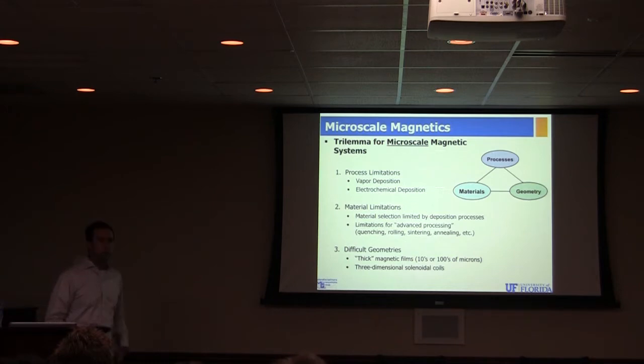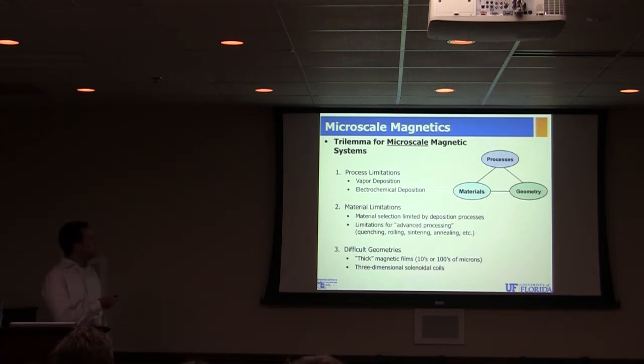Why can't we make high-performance magnetic materials, permanent magnet materials, at wafer level fabrication? And really what it comes down to is the problem for all microfabrication. It's this trilemma between process constraints, material constraints, and then the necessary geometries we want. So let me try to unpack that.